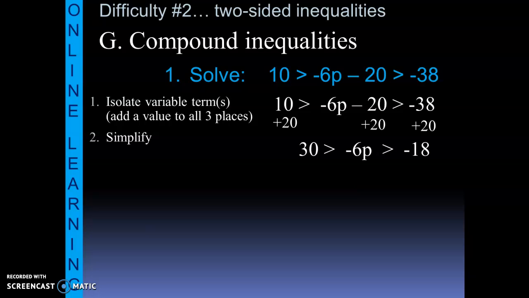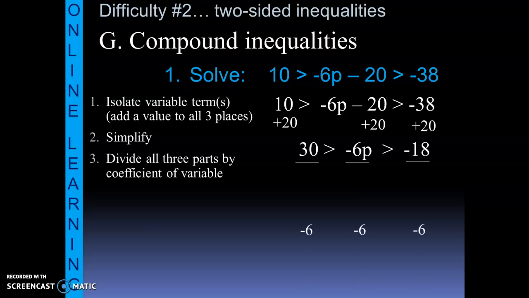We still don't know what p is, or at least we haven't isolated the p yet. We're going to do this by dividing by the coefficient. The coefficient is negative 6, that's multiplied by p. We need to divide, and so we divide by negative 6. And at this point, we're going to simplify to get the p all by itself. Now be careful, when you divide by a negative, you have to reverse the inequalities.